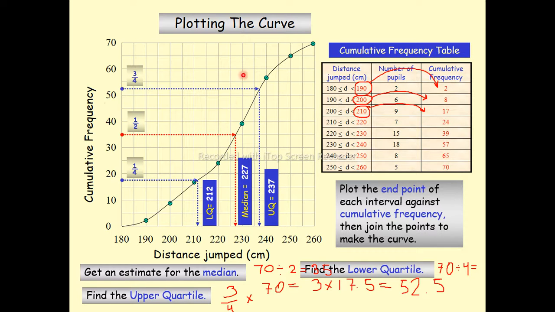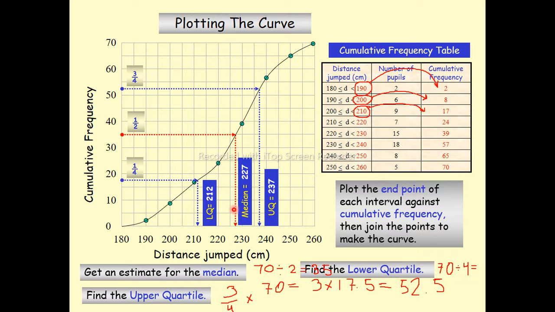All right, so go down. It's going to be 237. Good, and so that's what we get. So we found the median, the lower quartile, and the upper quartile. Now we need to find the interquartile range. How do we find the interquartile range?